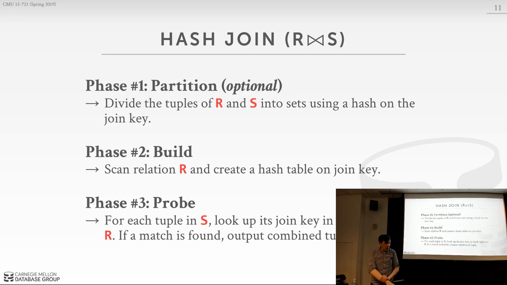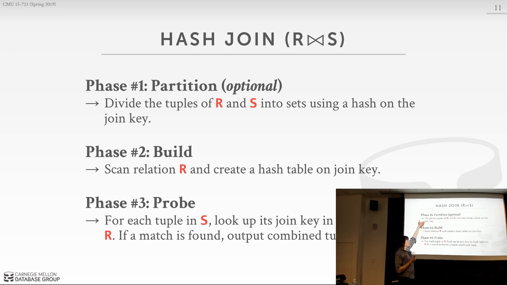So a hash join is broken up into three phases. The first one is partitioning, and this is optional. We take all the tuples that we want to join on from the outer table R and the inner table S, and we split them up by the join key using the hash function that we're going to join on anyway, dividing them into smaller chunks, so that when we do our join, we're only looking at data within two corresponding chunks from the outer and the inner. This is also called the Grace hash join. I think we covered it in the intro class.